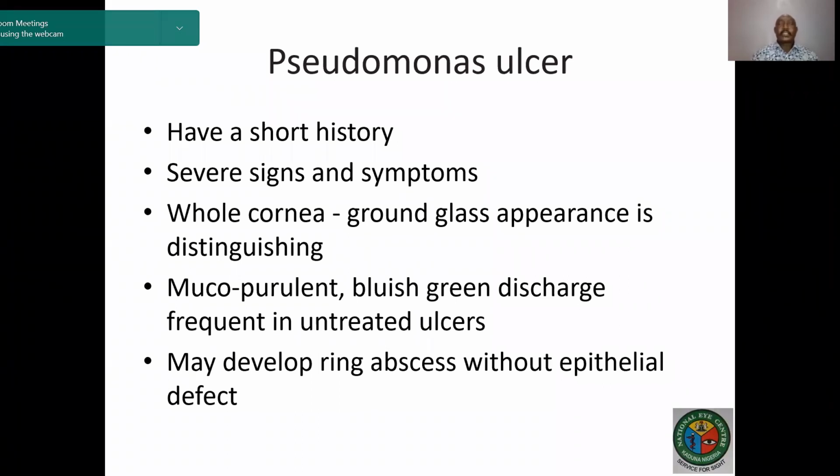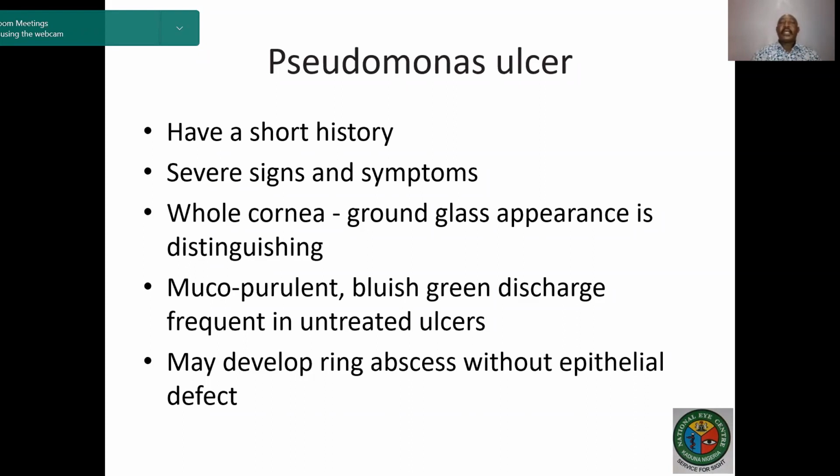Another organism that is commonly encountered in corneal ulcers is Pseudomonas. For Pseudomonas, a very short history is characteristic. And we also have some other risk factors for it, such as the use of contact lenses. You will have those distinguishing features in your history. But in conditions related to Pseudomonas, the signs and symptoms are usually more severe and very acute.